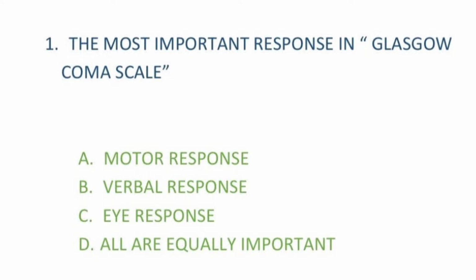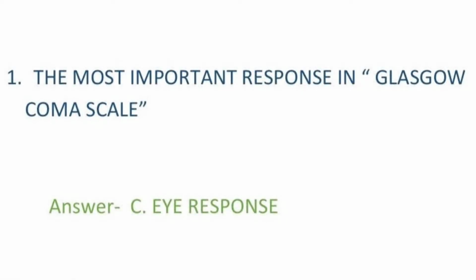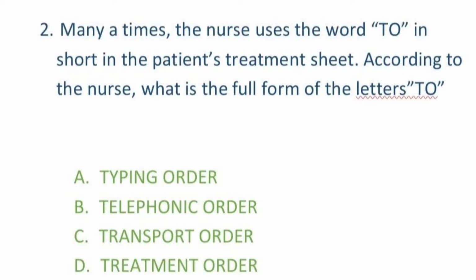The most important response in Glasgow Coma Scale is: option A, motor response; option B, verbal response; option C, eye response; and option D, all are equally important. The answer to the first question is option C, eye response. Yes, eye response is the most important response in Glasgow Coma Scale. Moving on to question number 2.